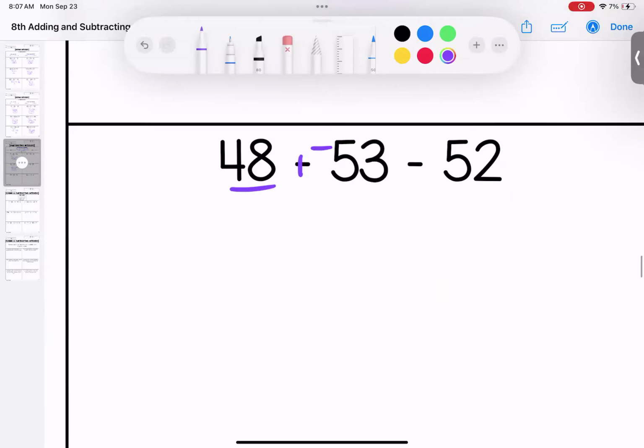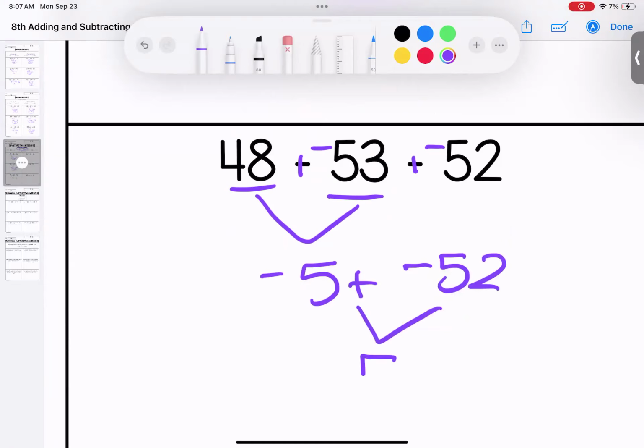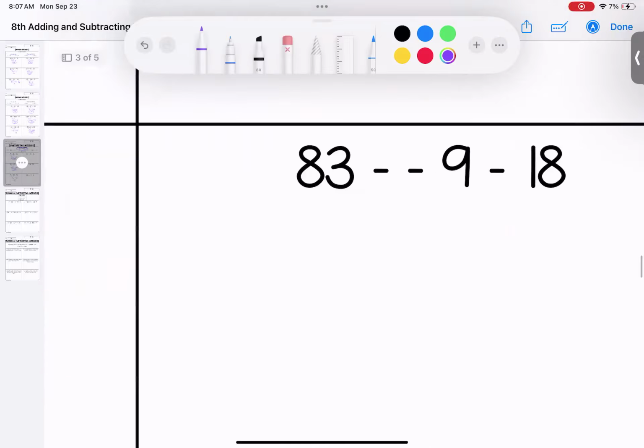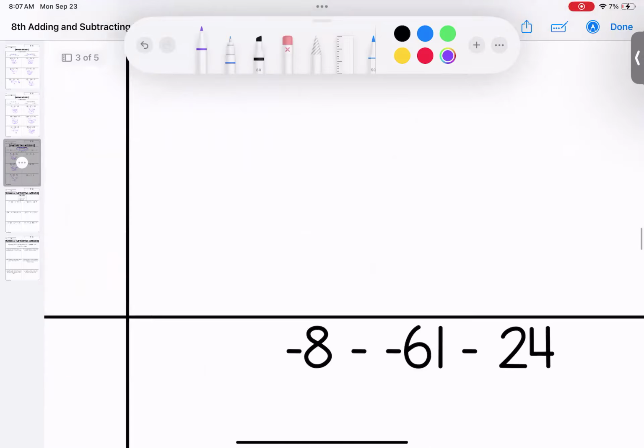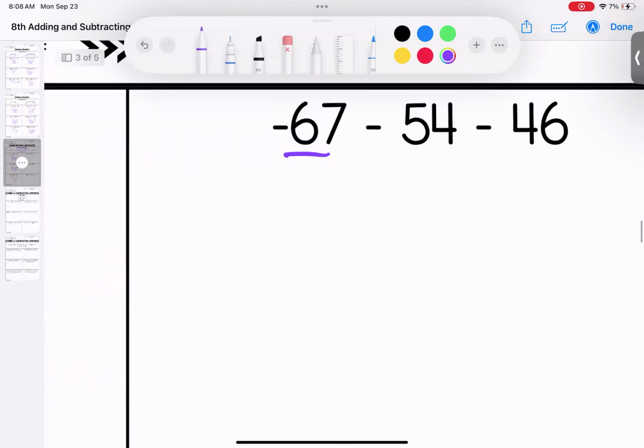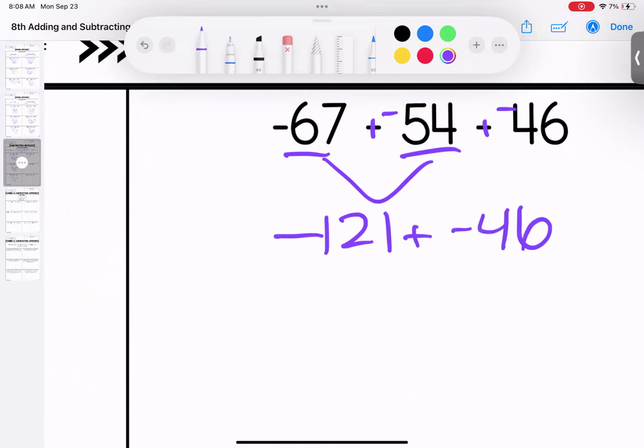Keep, change, change. Opposites subtract. Same signs add. Negative 57. Going up to the top here, I'm doing our keep, change, change. Same signs add.